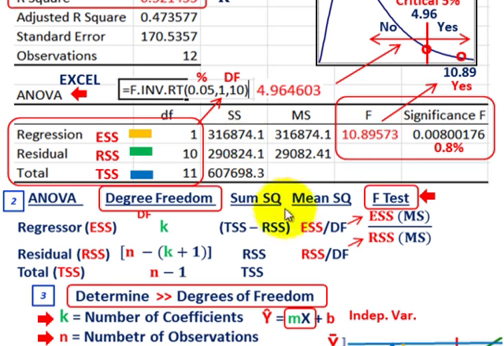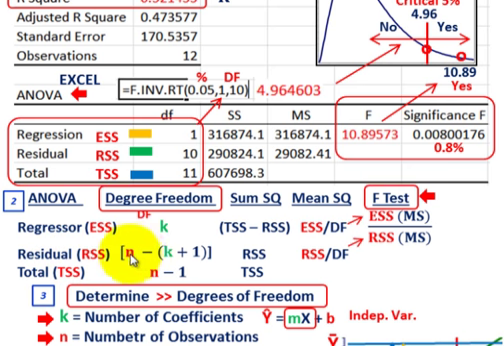Okay, so then for our regressor, our mean square is just taking our regressor, or ESS, our sums of squares here, and divide it by the degrees of freedom, and that's going to become our numerator here in our F test. And then for our denominator in our F test, that's the residual, looking at our residual sums of squares.